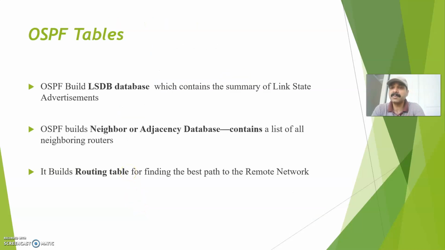So what are the tables it builds? Like other routing protocols, OSPF builds a topology database. So what is a topology database? It contains the summary of all the link state advertisements, right? This information is updated in the topology or LSDB database. The neighbor table or the adjacency database contains all the information about the neighboring routers. Once it finds the best paths, the best path information is always found in the routing table. That is, it contains the best path to the remote network, right? So these are the OSPF tables.